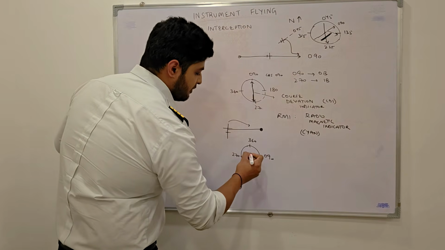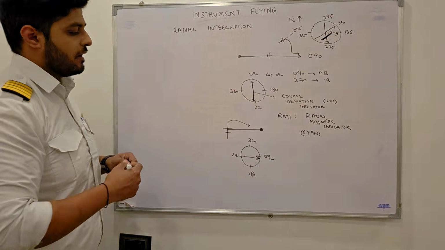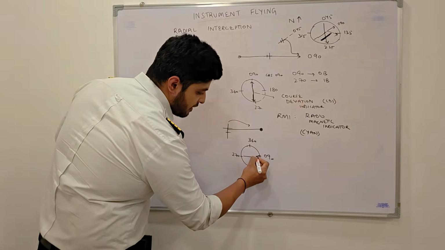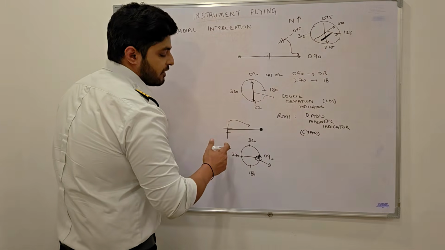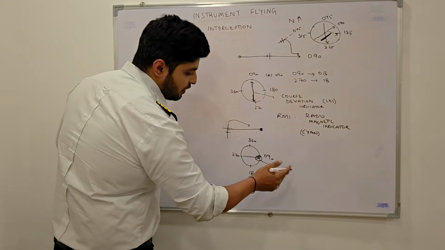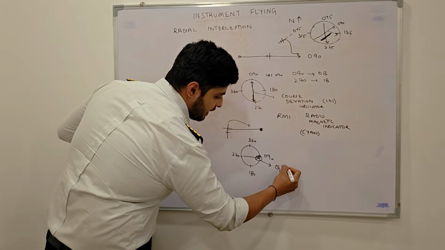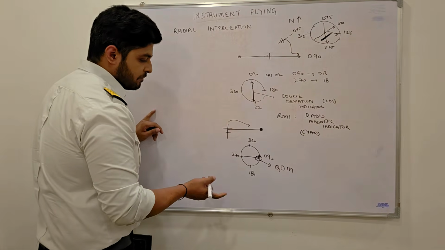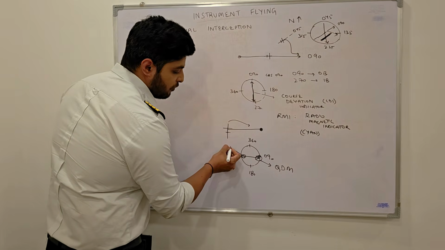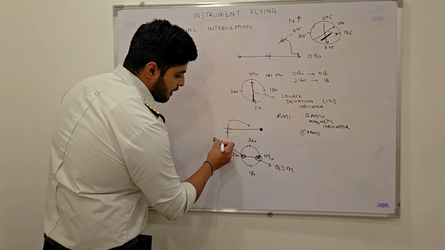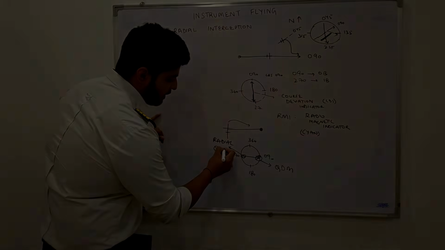And my RMI will show arrow 3 o'clock. So my RMI head is telling me the bearing or the heading, correction, the heading to be flown to reach this station. So this is known as QDM, which we discussed last time. Similarly, the tail of the RMI is telling me what radial I am on. It is known as QDR.